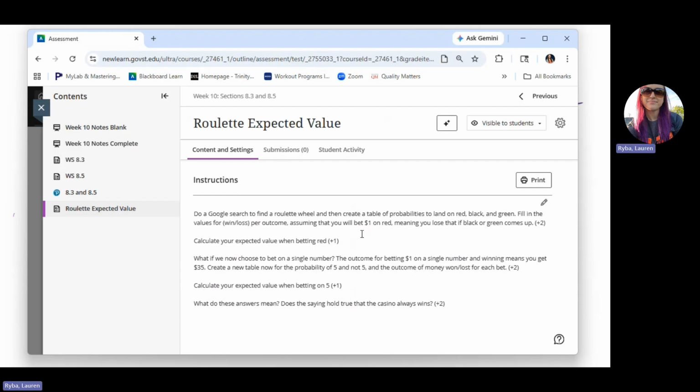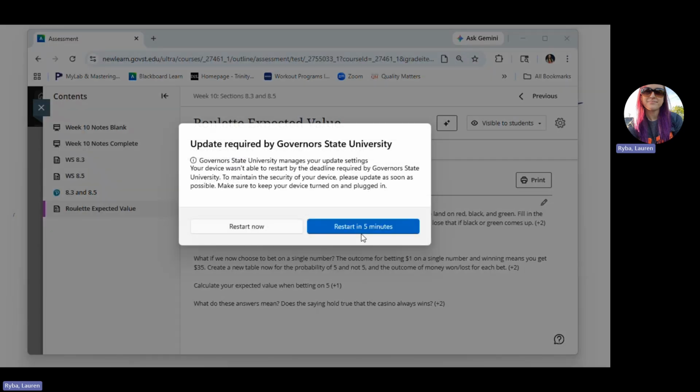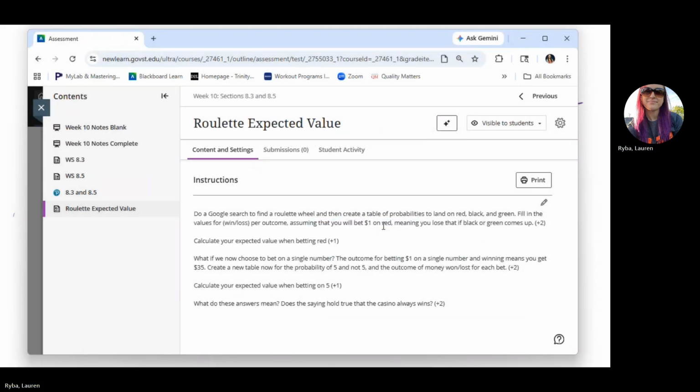You're going to do a Google search to find the roulette wheel and then create a table of probabilities to land on red, black, and green. So you'll write your outcomes are red, black, and green. You're going to fill in the values for winning and losing per outcome, assuming you're going to bet $1 on red. So if you bet $1 on red and you spin red, you're going to win $1. But if it comes up black or green, you lose that money. Okay? You're then going to use that image to determine the probability. What probability of the wheel is red, green, and black? To find your expected value when you bet on red.